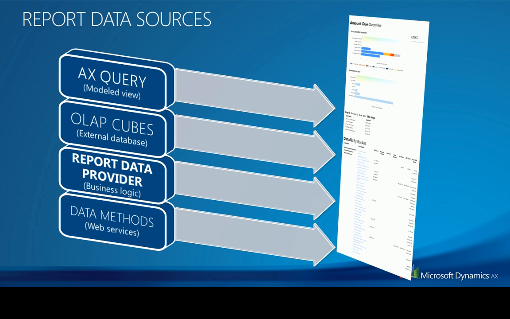So it's important to note that there are four basic types of data sources supported by the reporting framework. We have support for AX queries, which offer modeled views of AX data. We support OLAP cubes, which are essentially external SQL databases. Of course, we support data methods, which allow you to construct C# code and connect to web services. And we've added a fourth option, which is report data providers, which essentially is where you want to target your business logic using X++ code.